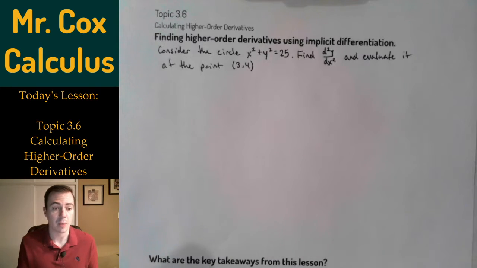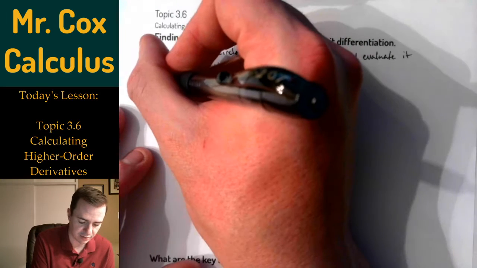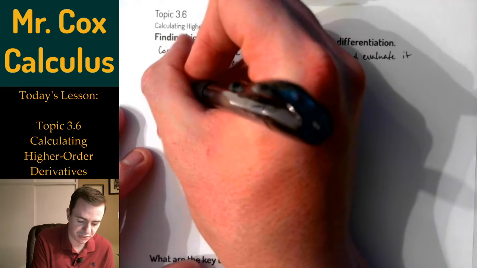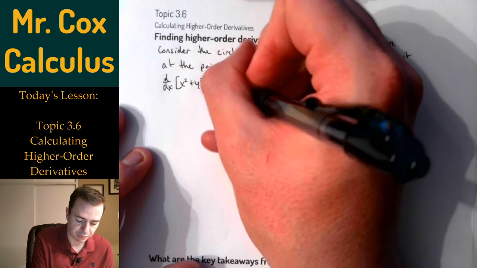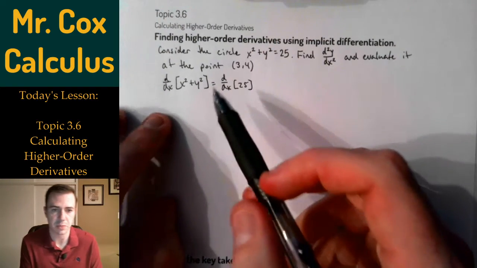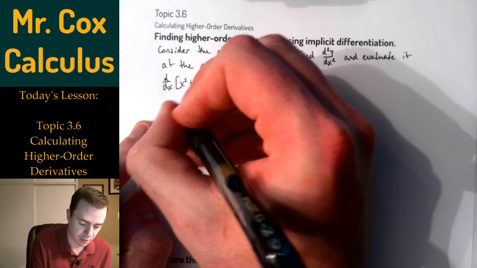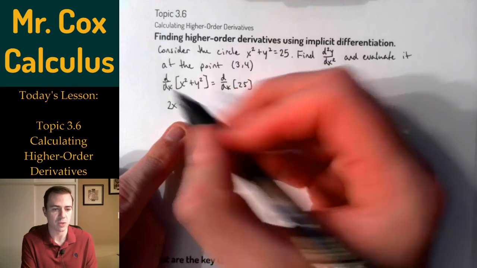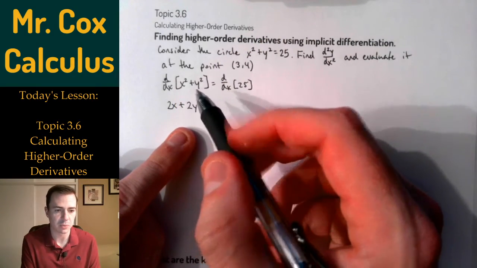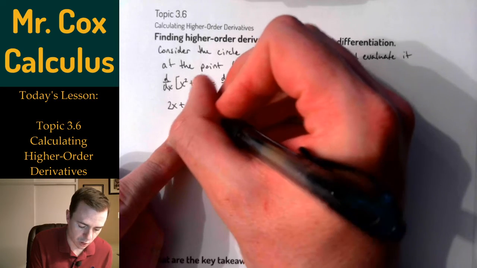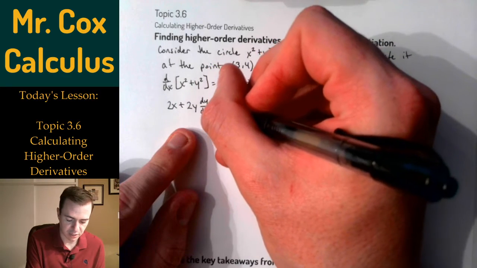So again, even though I'm going to have to do this implicitly, I can't get to the second derivative without taking the first. So let's differentiate with respect to x both sides of x squared plus y squared equals 25. We know this is going to be the derivative of x squared, which is 2x. And when I take the derivative of y squared with respect to x, that is going to be 2y, the derivative of y squared with respect to y, times dy/dx. And then the derivative with respect to x of any constant is equal to 0.